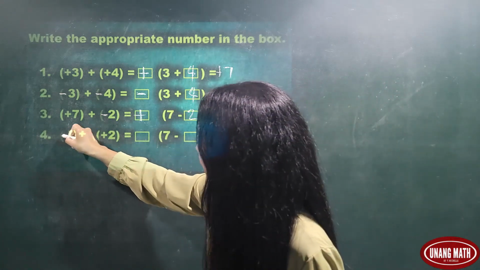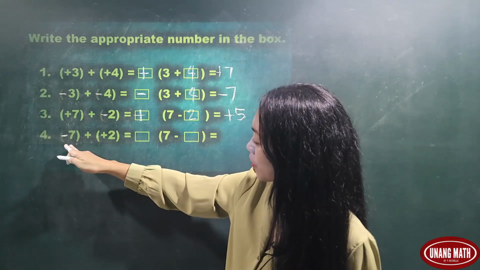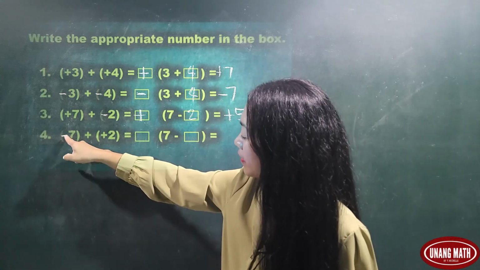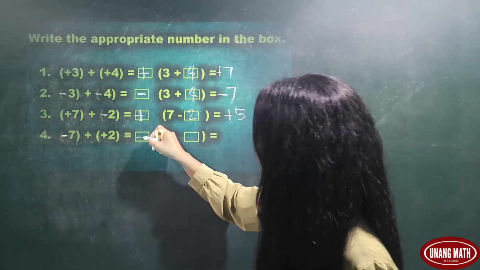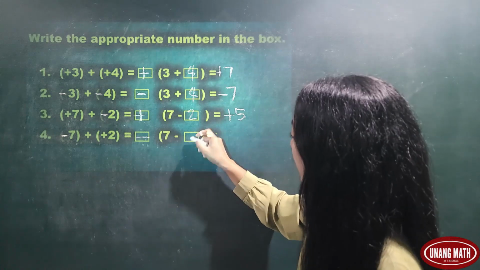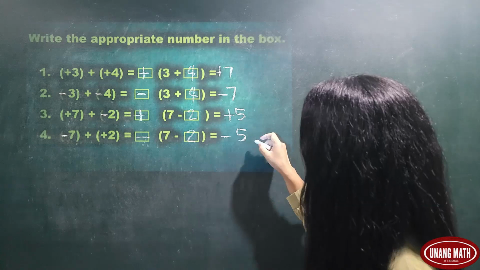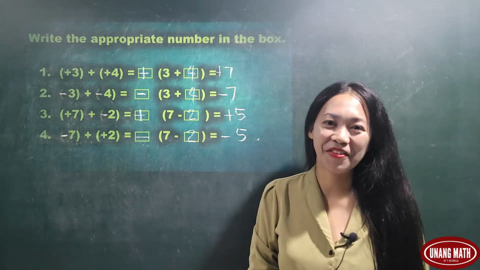Okay, number 4, negative 7 plus positive 2. Okay, we will follow the sign of the larger number. The sign of the larger number is negative. So our answer must be negative. Get the difference. 7 minus 2, 5. Don't forget the sign. Final answer is negative 5.